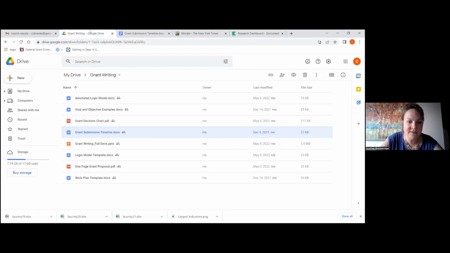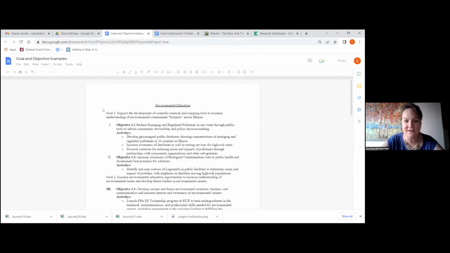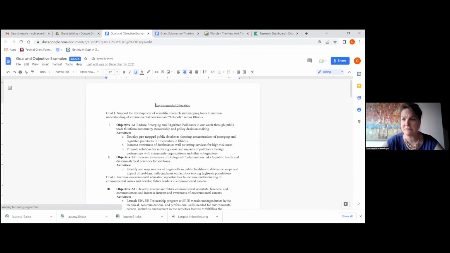So the rest of these are a combination of examples and then fillable templates that you can use. The first one I'll show you is some sample goals and objectives. These are from real grants. I think most of them were funded. I don't remember all, but these are just examples of my thought process, in part, in terms of how you line up goals, objectives, and activities.